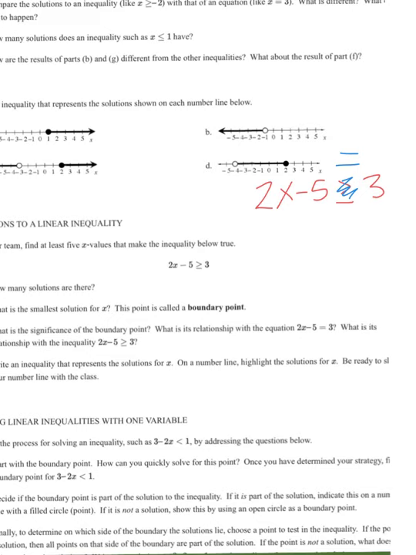Okay? So, pretty simple equation. I want to get x by itself. I add 5 to both sides. I have 2x, and then I'm going to pretend like it's equal to 8. My last step is to divide by 2. My solution is x is 4.